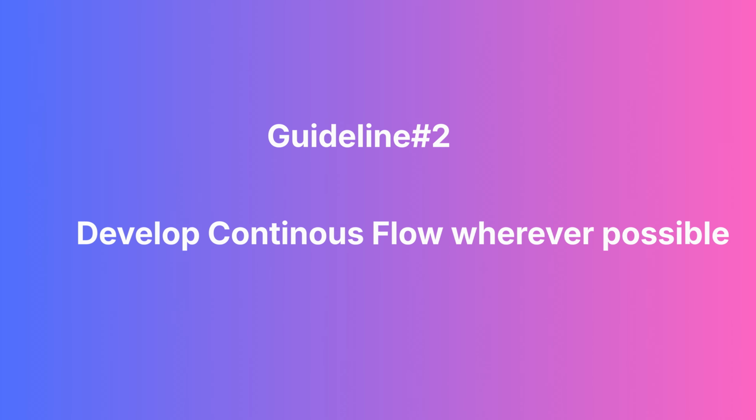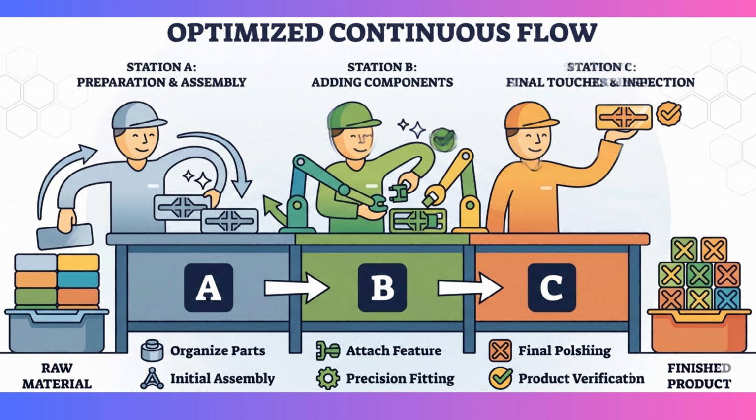Now let's move to guideline number 2. Develop continuous flow wherever possible. Continuous flow means producing one piece at a time, where each item moves immediately from one process step to the next, without any waiting, without any stagnation, and without any waste in between. This is considered the most efficient way to produce, because it minimizes delays, reduces inventory, and improves overall responsiveness.